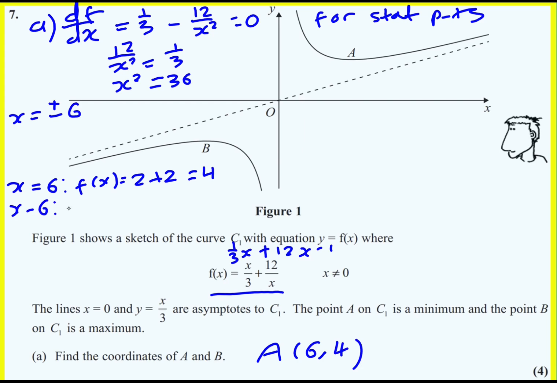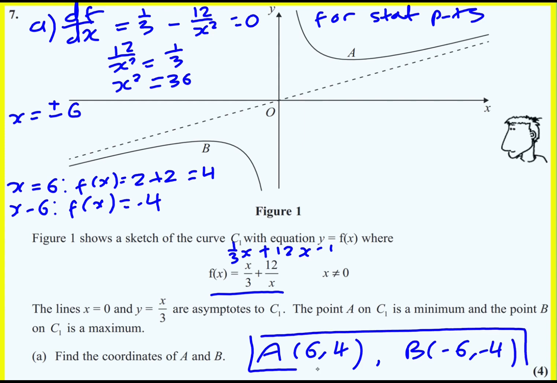X equals minus 6, very similar, but it's going to be minus 4, which gives B as minus 6, minus 4. All right, nice start to this question.